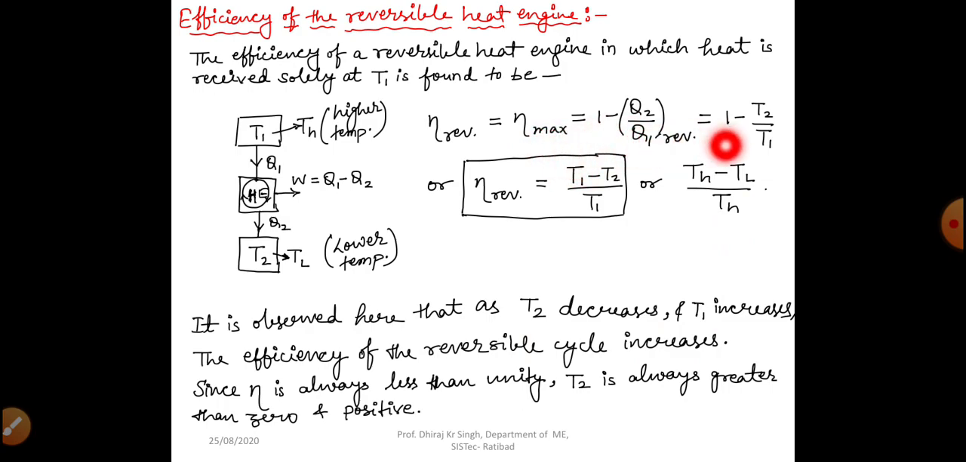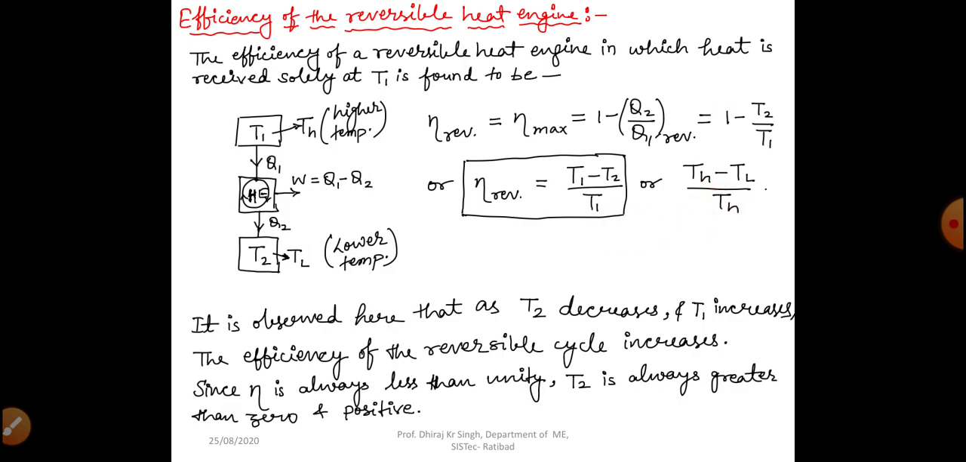As we know, efficiency cannot be 100% and it will always be less than unity. So T2 is always greater than 0, meaning heat rejection or lower temperature will always be greater than 0 and positive, so that our efficiency will not become equal to unity. It will not become 100% because we know there are some losses, so it will not be possible. So T2 will be positive and T2 will not be 0.